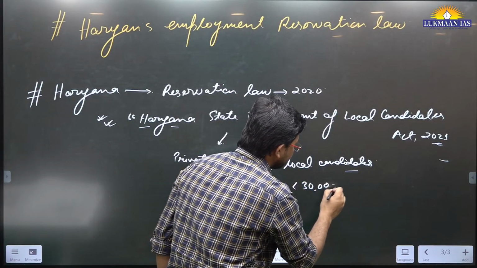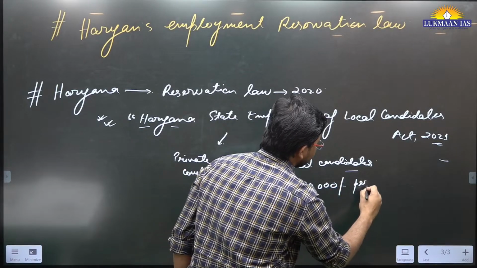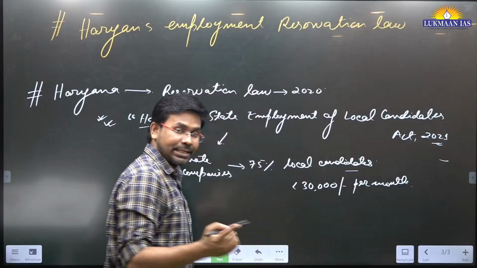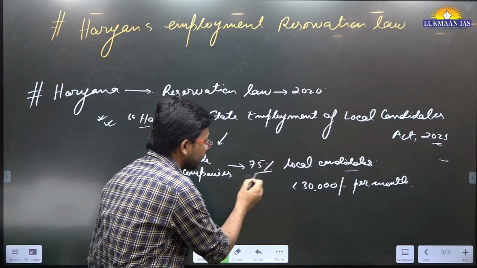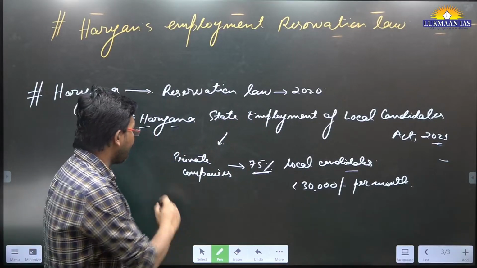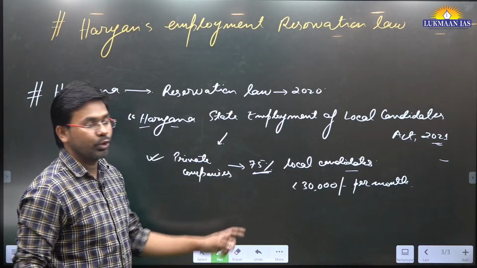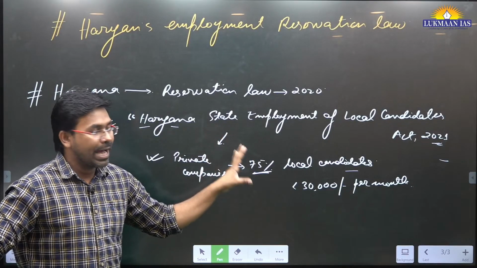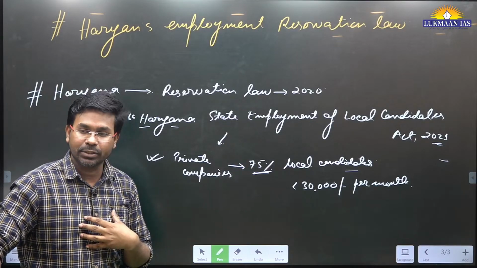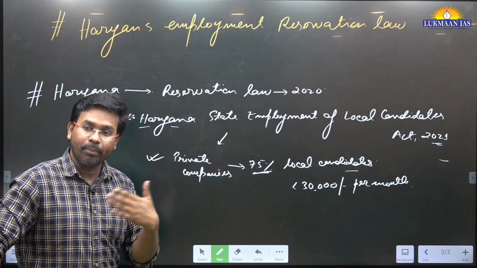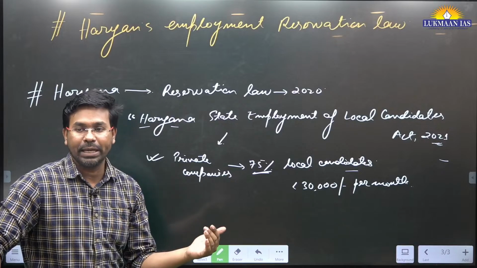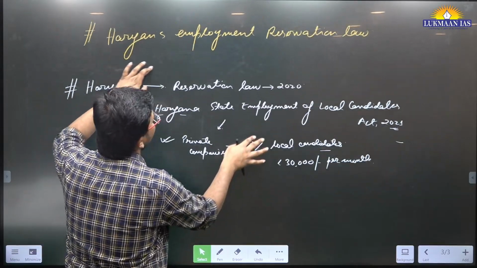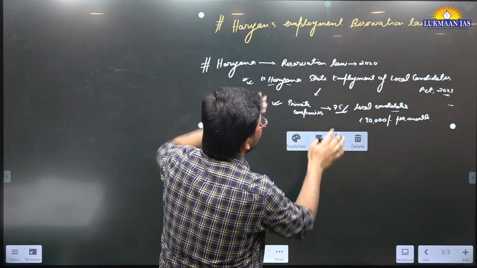If the salary is less than 30,000 rupees per month. Means those people who are employed, if their salary is less than 30,000, then 75% of those people who are employed by private companies should be from Haryana itself. So this law they have made. Why did the Haryana government make this law? Because they wanted to employ their own people, who are unemployed, right? There were many people in Haryana who are unemployed, so they passed this particular law.